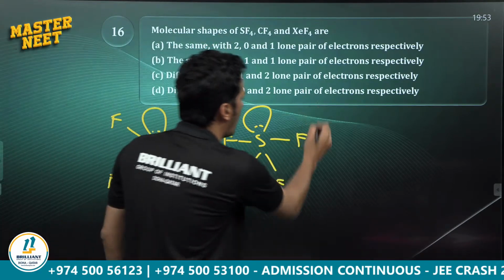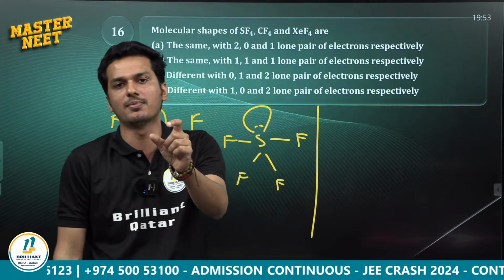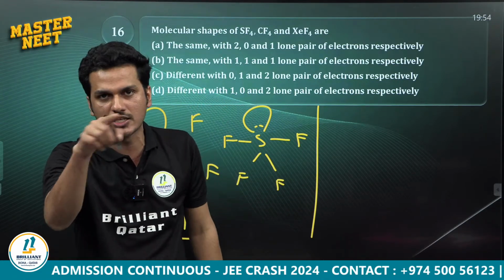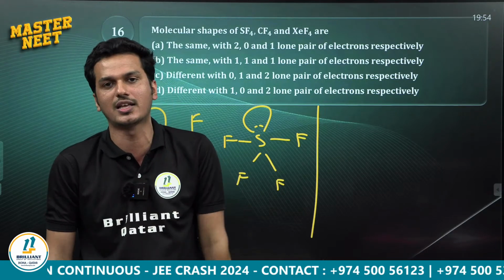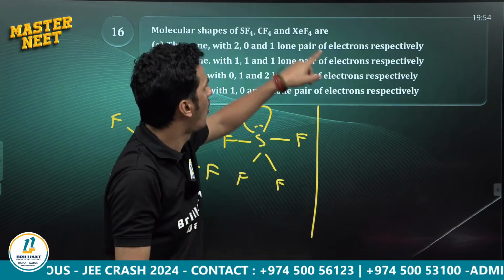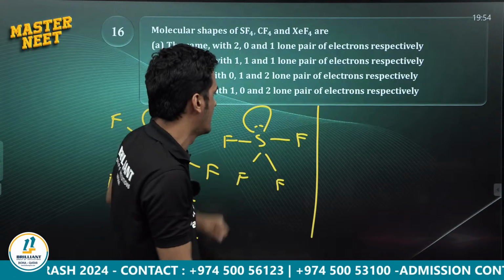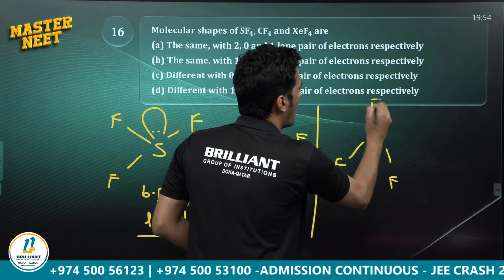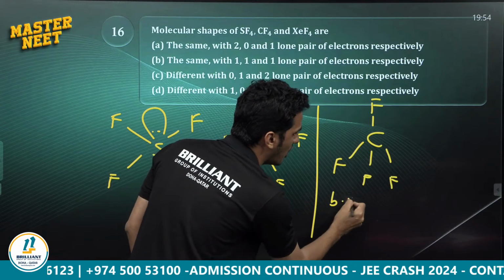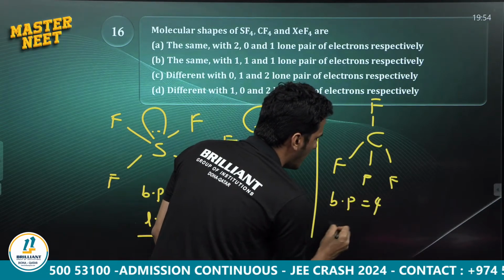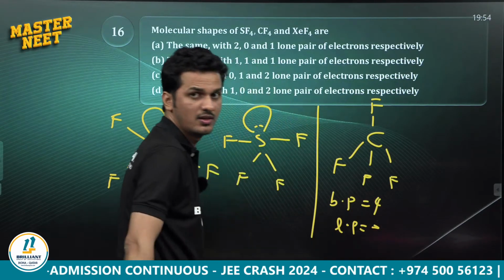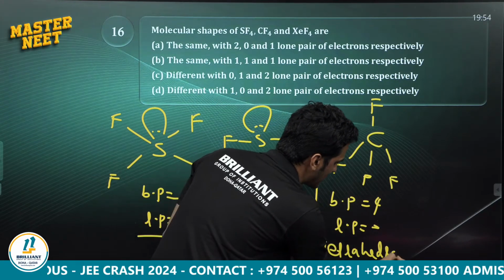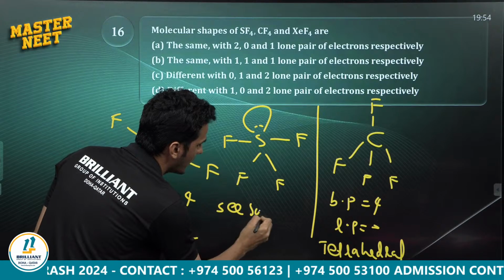And what about CF4? CF4 means carbon is the central atom. Carbon belongs to 14th group. Its atomic number is 6, so electronic configuration is 2, 4. That means 4 electrons are there around it. Those 4 electrons already participated in bonding with the fluorine. So CF4, I hope you can follow me. Bond pair equal to 4, lone pair equal to 0. Its shape is tetrahedral. Here the shape is seesaw.